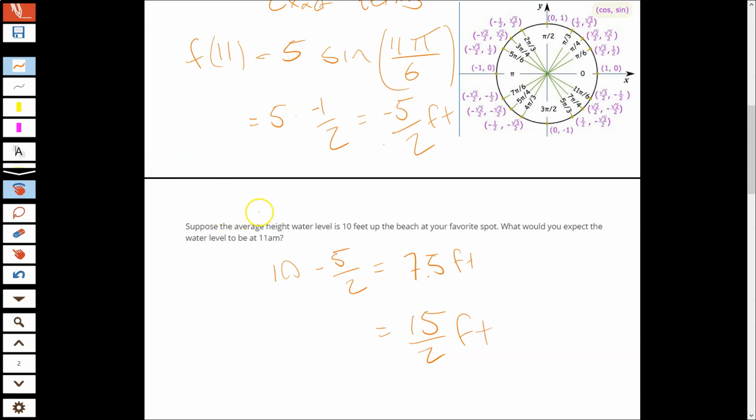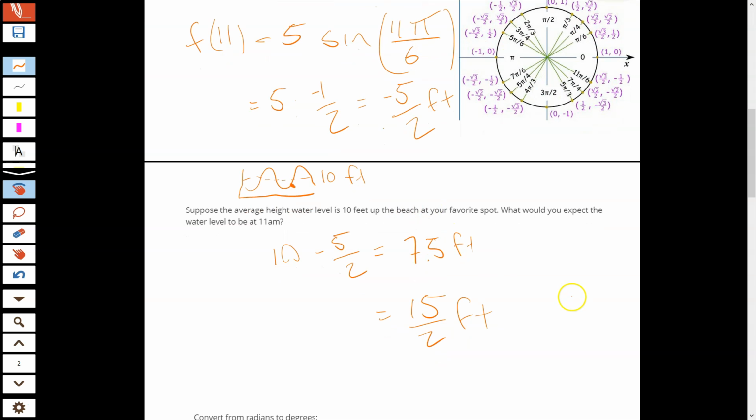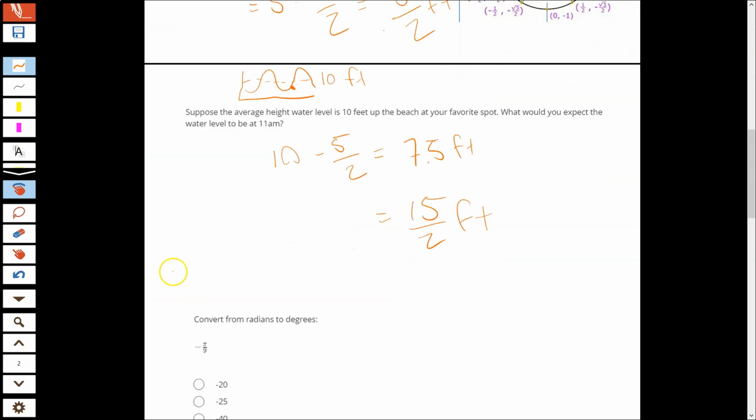So that's it. So we're just taking our answer from the previous one and we're using it a little bit. What this means, right, is if this line is 10 feet, the water level varies around that average, and we are at 11 a.m., a little bit lower than that, right? Okay, so at that particular time at your favorite spot, you have a little bit more beach to enjoy. I'd say we finished the hard ones.